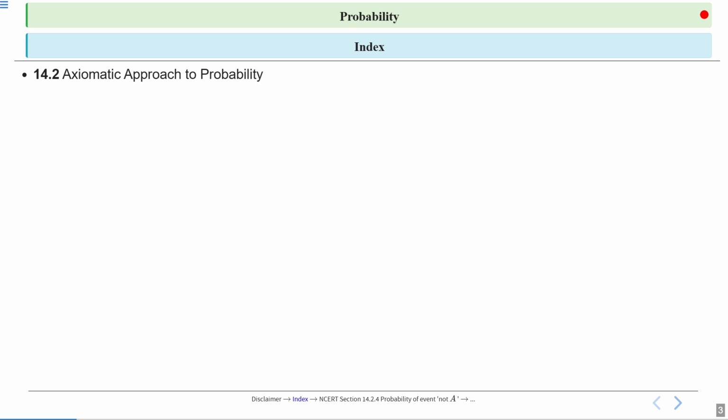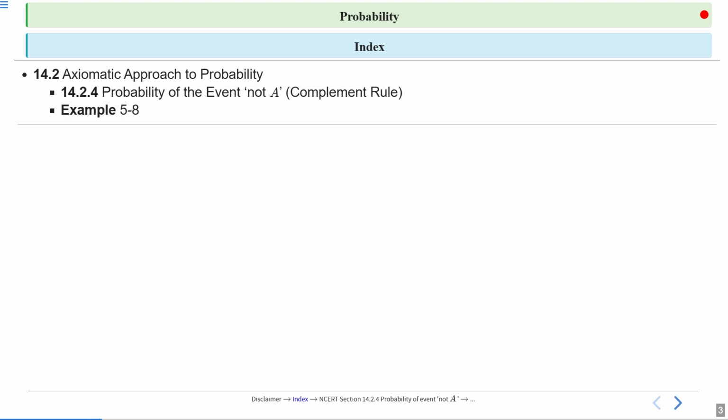First we will discuss the probability of the event not A. Not A is also called the complement event, so we will discuss the probability of the event not A, that is called the complement rule. Then we will discuss examples 5 to 8. Clear? So students, first of all, make sure you have your notebooks and pens ready. Okay, let's get started.